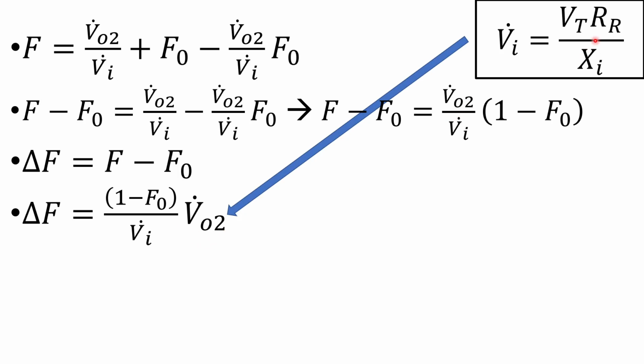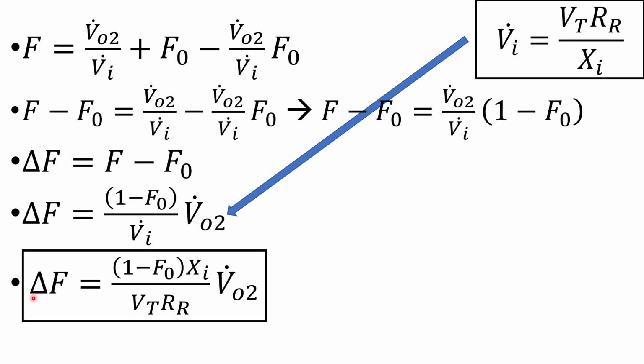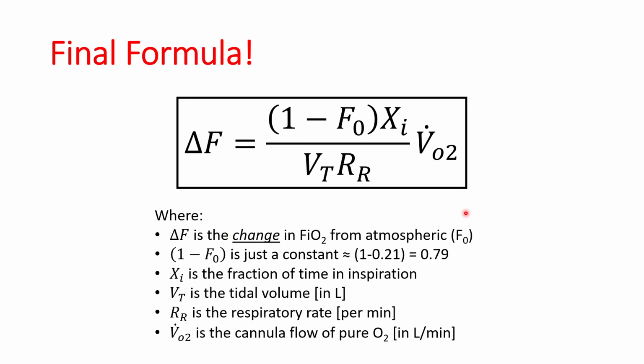And so now I want to take this thing that we've been carrying forward from up top and substitute that for the flow of inspiration. So finally we get what's boxed in, which is that delta F is equal to 1 minus F naught up here, times the fraction of time that we're in inspiration, and then divided by the total volume that we breathe in on average, times our respiratory rate, times the flow of oxygen. And that makes sense because here the flow of I is on the denominator, and so these two things get placed here in the denominator, while what's on the bottom here gets flipped up to the top. So this is it. This is our final formula.